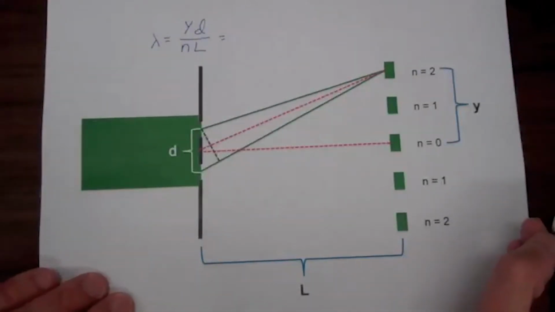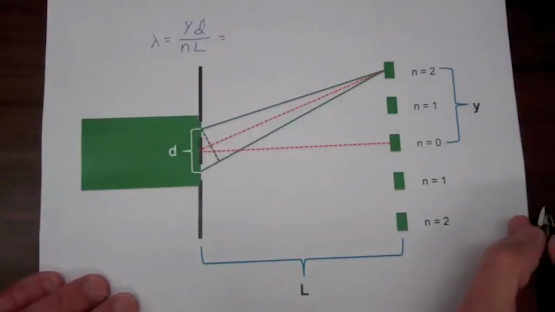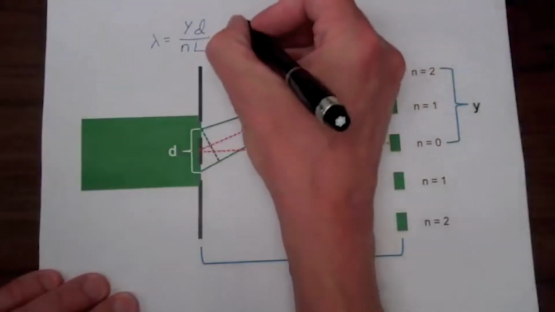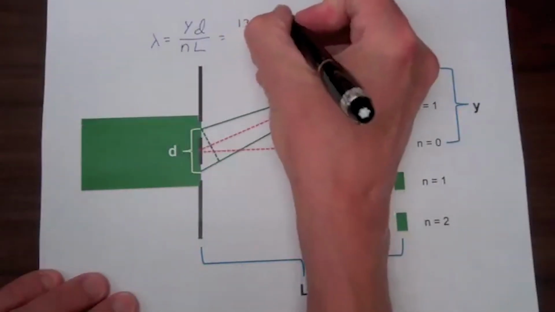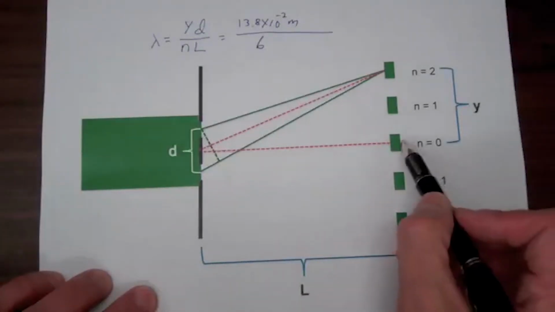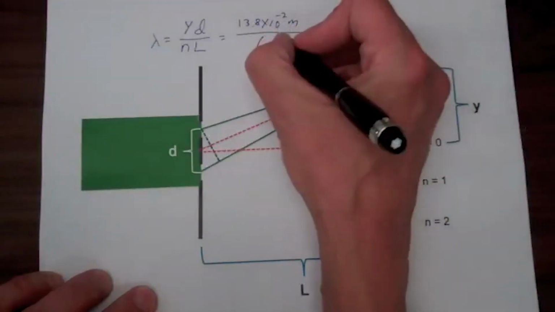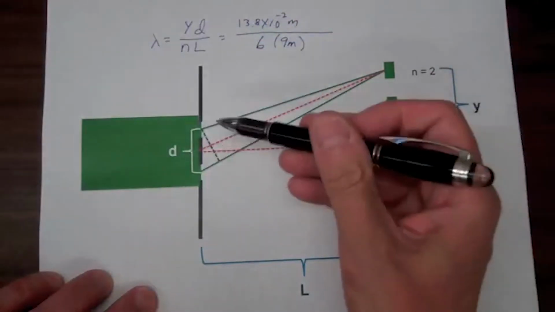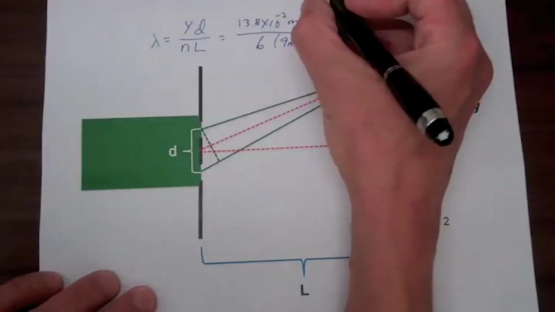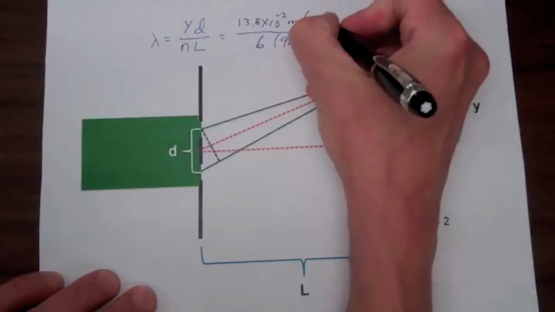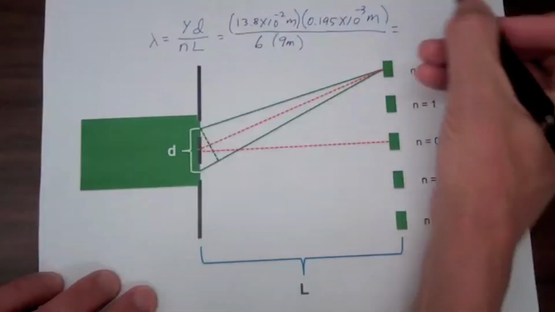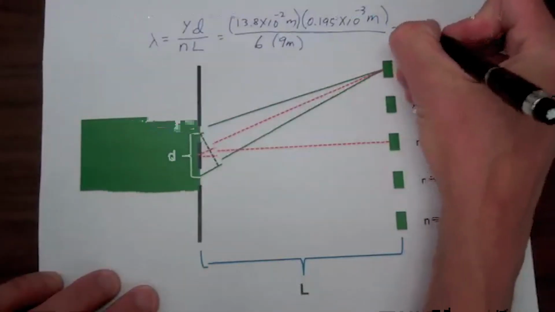We can now get a determination of the wavelength of our laser light from our measurements. The distance we measured from the n equals 0 to n equals 6 fringe was 13.8 centimeters, and so n is 6. The distance from our laser to the chalkboard we measured with a tape measure and obtained about 9 meters. And the thickness of the wire we were using across the aperture of our laser was 0.195 millimeters. So that gives us a wavelength of 498 nanometers.